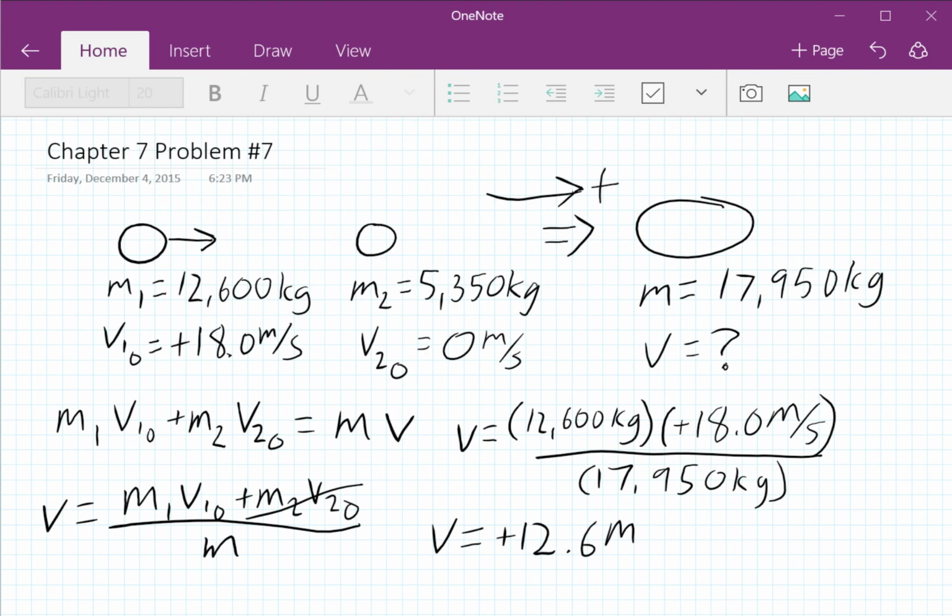12.6 meters per second. Keep in mind this problem does have 3 sig figs, so you need to do a positive 12.6, not 13. Okay, so practically identical to number 6, just a different number of sig figs for this problem. Alright, so that's it for this.